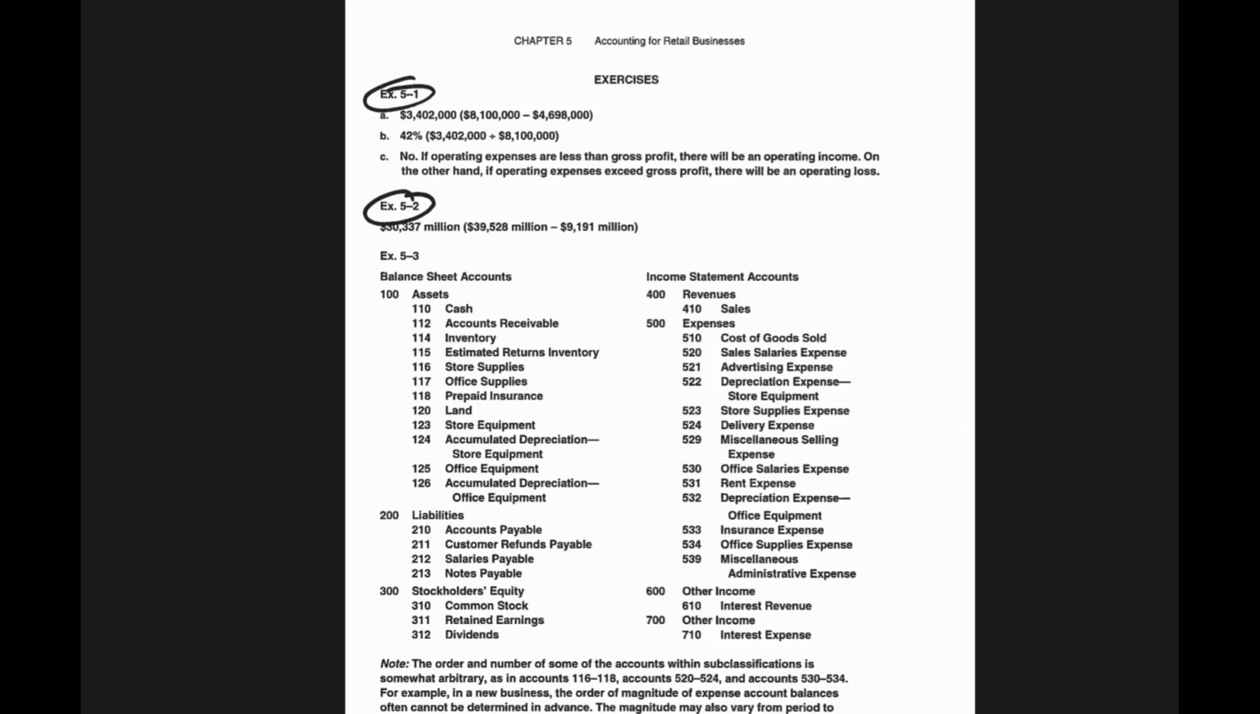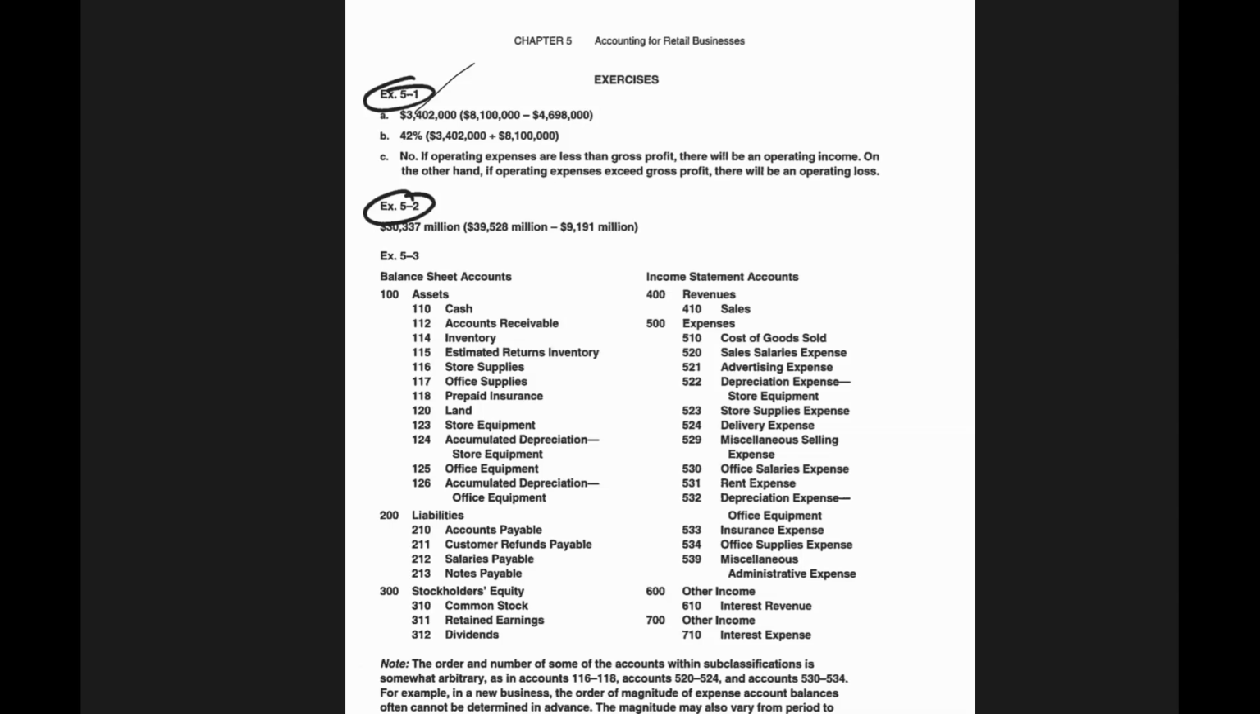Well, you just take your sales minus your cost of goods sold, and you get 3.402 million. Compute the gross profit percentage. Well, you're just taking the gross profit, the 3.4, divided by the sales of 8.1, and you get 42%. Will the income statement always report operating income? Obviously not, no. If operating expenses are less, then there will be income.